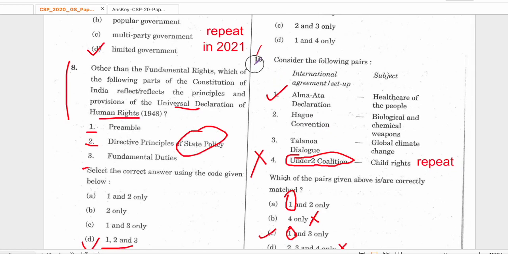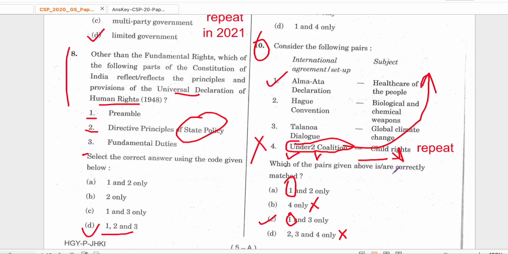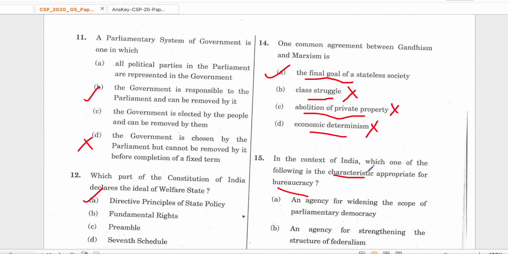Now question number 10. I am not telling about elimination, but see, under 2 coalition, child rights. This under 2 coalition again came next year, so things get repeated. You have to understand this. Alma Ata Declaration on healthcare of people, under 2 coalition again came, and they were attaching it with the UN, but it was not. It was some kind of subnational agreement. When we talk about subnational, some cities also can come and join this agreement. Some 297 countries have come to achieve the target of the Paris 2 degrees Celsius warming limit. It is not something related to child rights. So themes get repeated. Okay.